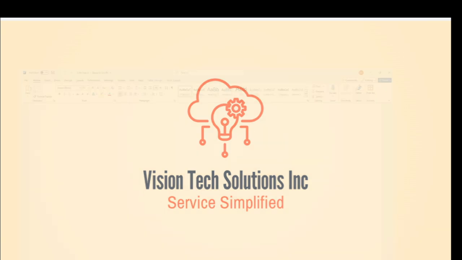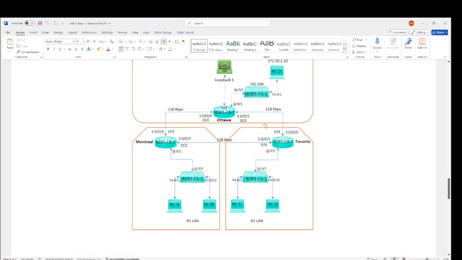So let me show you how the topology of this network looks like. This portion of the network is exactly the same as what we had in lab 2, but in lab 3 we are going to add another location, which is the head office. So in these 2 branch offices, Montreal and Toronto, they are connected with a serial link to each other, 128 kilobit per second serial link, and there are serial links going to the head office, the new location.